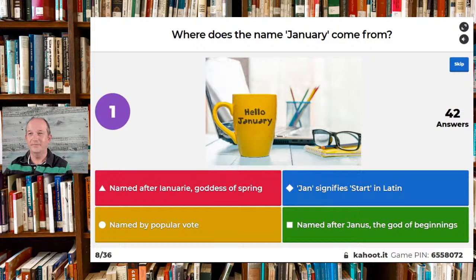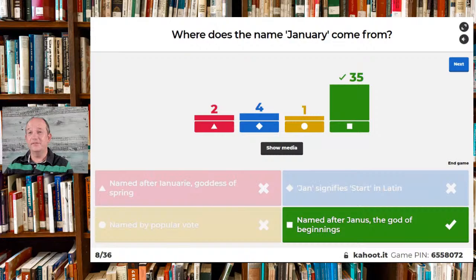Yeah. It's named after Janus, the god of beginnings. Well done, most of you getting that one right. Managed to trick a couple of you. I really don't know if Ianuary exists. I don't think that she does, the goddess of spring. Sorry. But we'll see. So let's have a look and move on to see what that's done to the scoreboard.